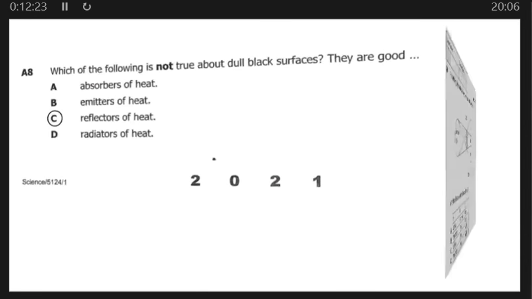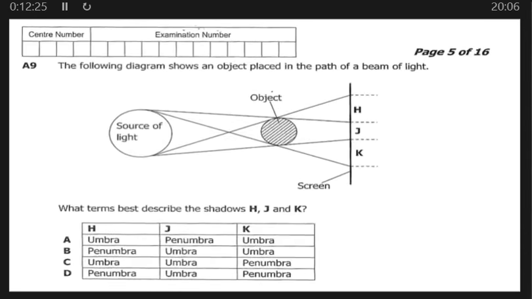So let's go to another question, and this is question A9, which reads, the following diagram shows an object placed in the path of a beam of light. So as you can see, there's a source of light, then there's an object there, then there's a screen there. Then the question says, what term best describes the shadows H, J, and K? Okay, so which shadows will be there?